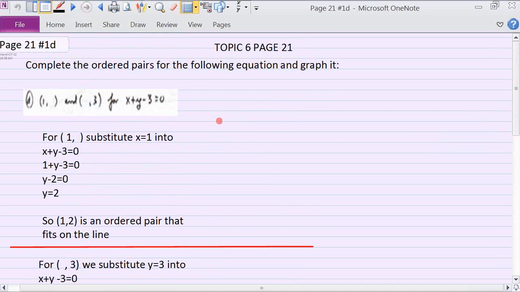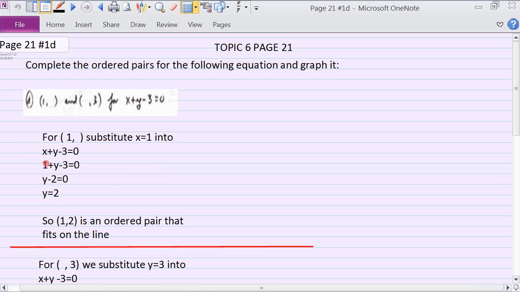Now we're going to go into 1D. Same kind of problem here. We're given x and we're asked to compute y. We're given y and asked to compute x, and we can only do that if we have an equation. So in this case, we'll start off and we know that x is 1, and we're going to solve for y when we put it into the equation.